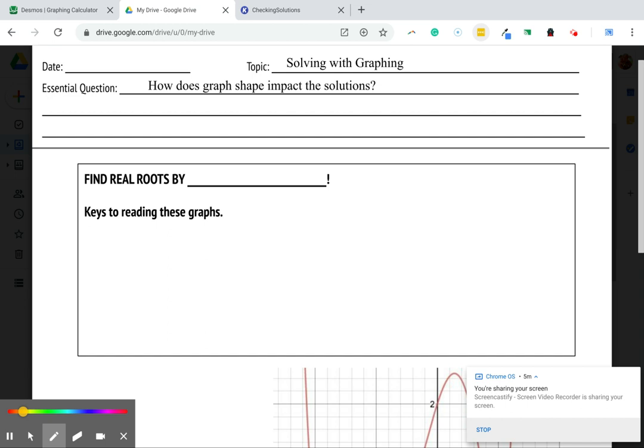But the big thing is we are solving polynomials with graphing. And what I want you thinking about is how does the graph shape impact the solutions, or specifically the number of solutions? So one way to find roots is to graph.